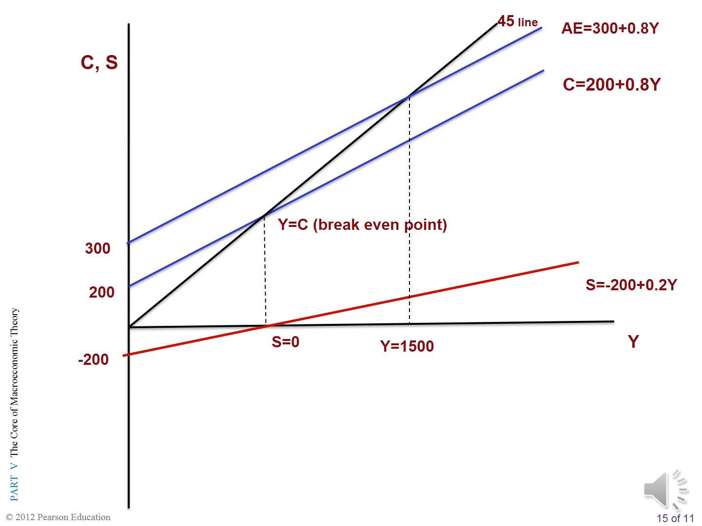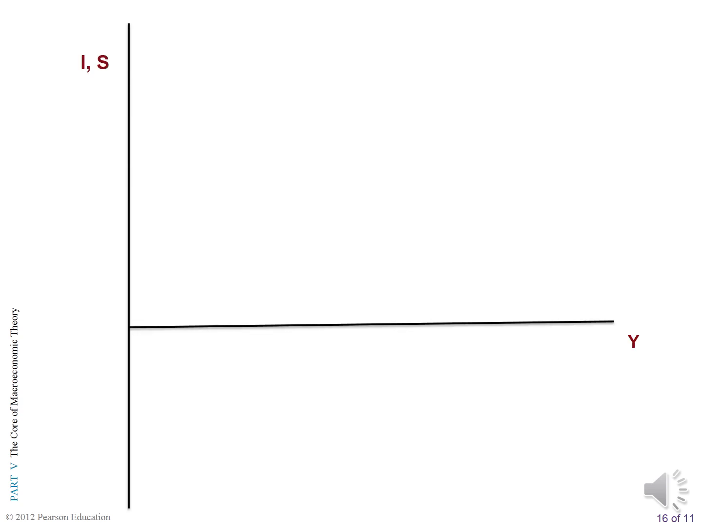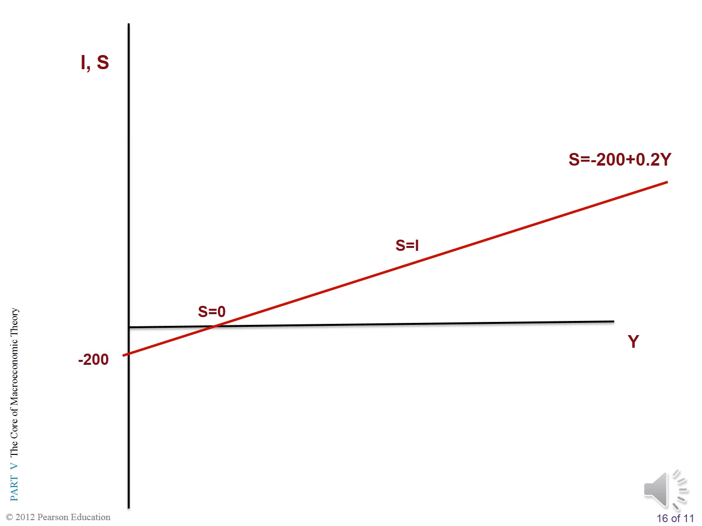So this is the equilibrium at 1500. If we draw the equilibrium with the saving-investment approach, the saving function and investment, we draw investment, which is a horizontal line at 100. When investment intersects saving, the intersection point is where equilibrium occurs, which is 1500.